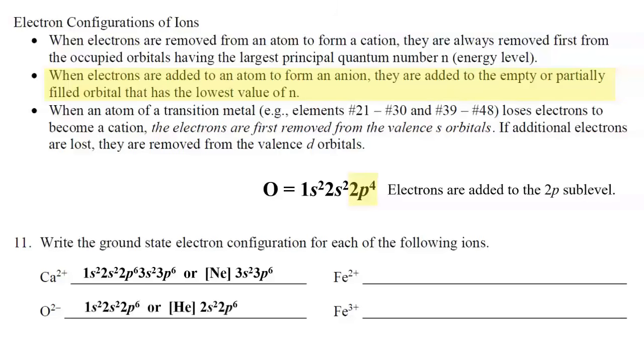Again, we cannot just simply write neon in brackets and nothing else. So to get that abbreviated version, I put helium in brackets, and I'm showing you the outer shell, which is the second energy level, 2s2, 2p6.